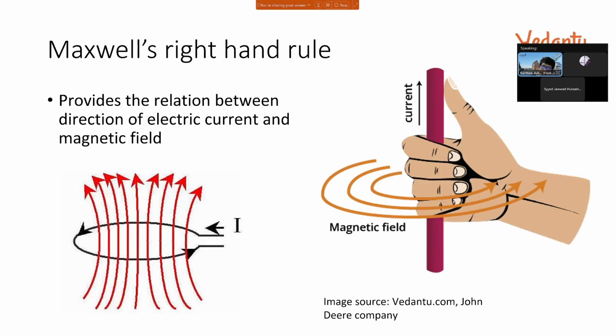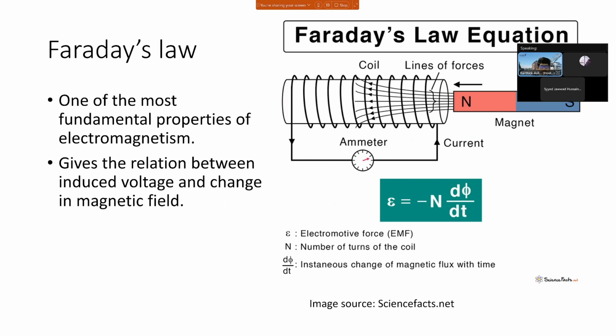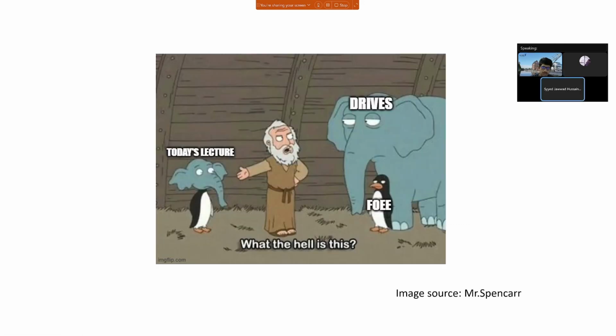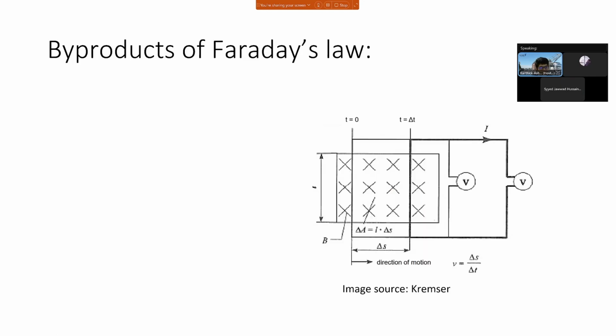Right hand rule, which gives, when you have a current, what is the magnetic field produced around it. So if it's a vertical conductor, then it's rotational, around circular patterns. If you have a circular coil, in the middle of the coil, especially at the center, it's a perfectly straight magnetic field line. Faraday's law quantifies how much voltage is generated based on the change in magnetic flux.